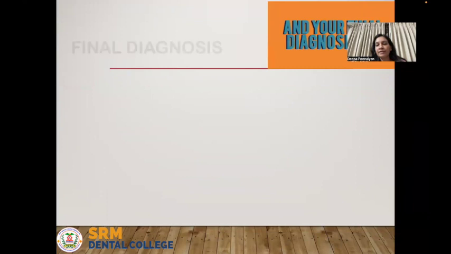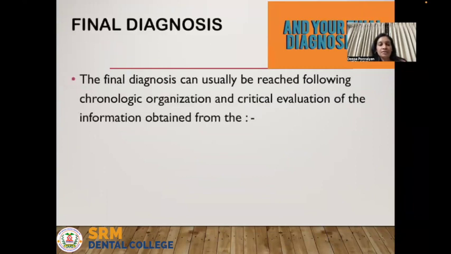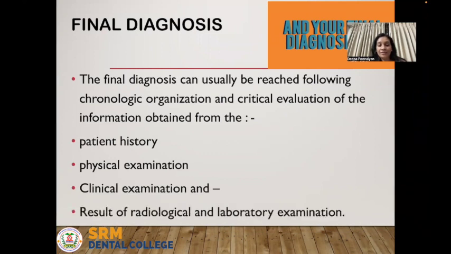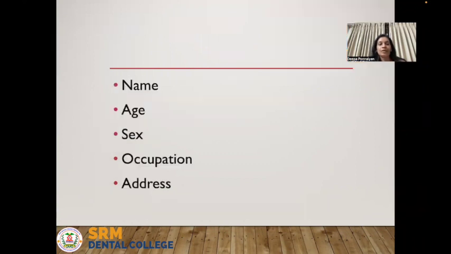Then what is final diagnosis? Final diagnosis is after you've made all your chronological organization, you've done critical evaluation of all the information that you've obtained from the patient history, your physical examination of the patient, your clinical examination, and the results of your investigations, which could be your radiological investigations and your laboratory examinations, like if you've done any blood investigations.